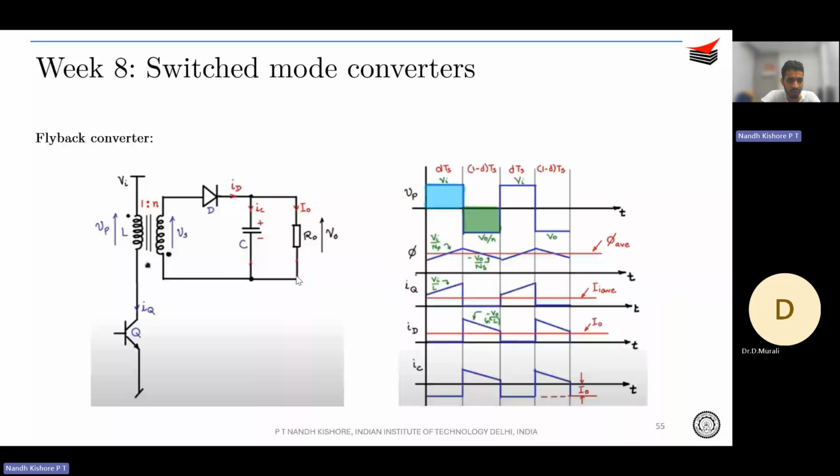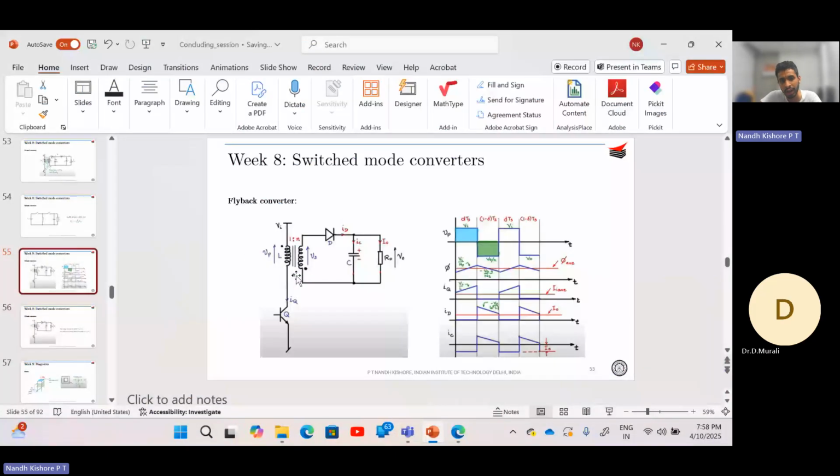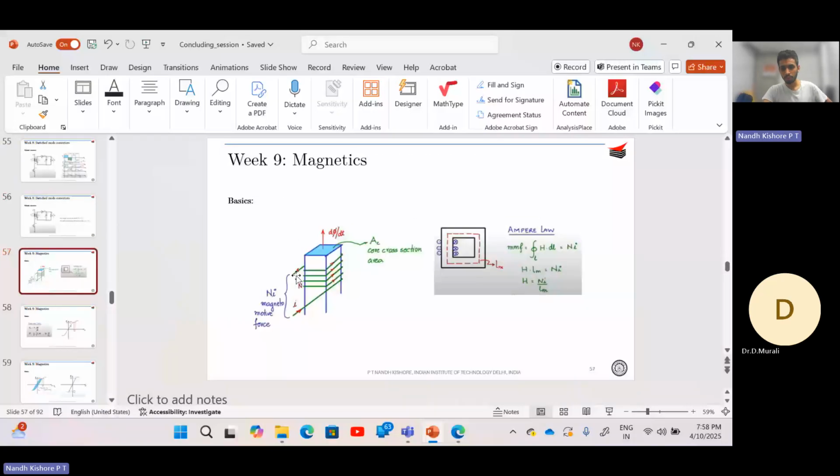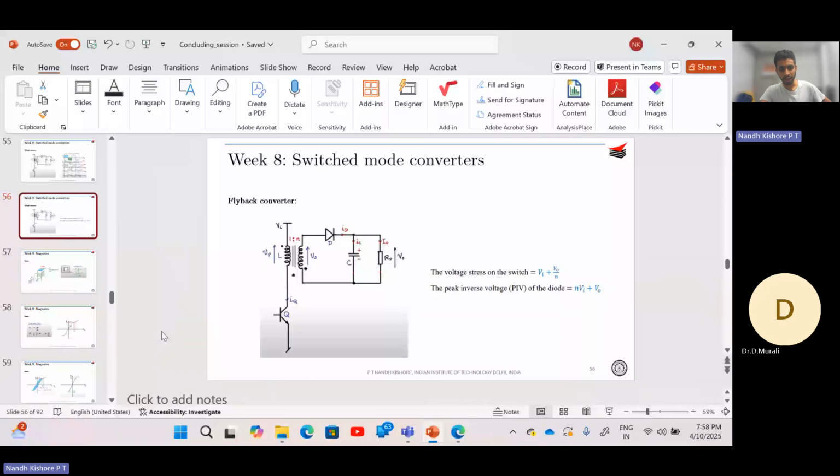In these isolated converters, we have studied two: forward and flyback. Forward is a buck derived converter, and flyback is a buck boost derived converter. We have seen both of their operations. So I will stop at this point.